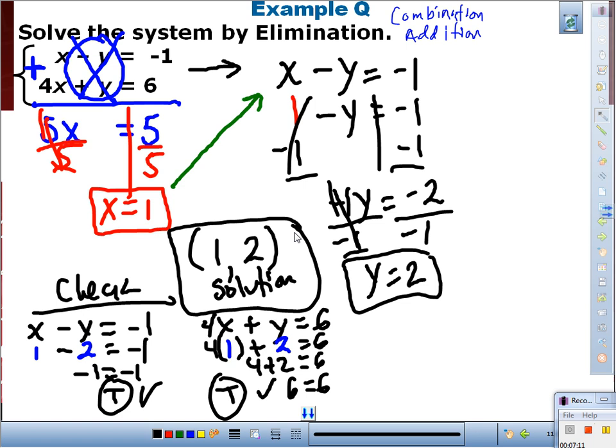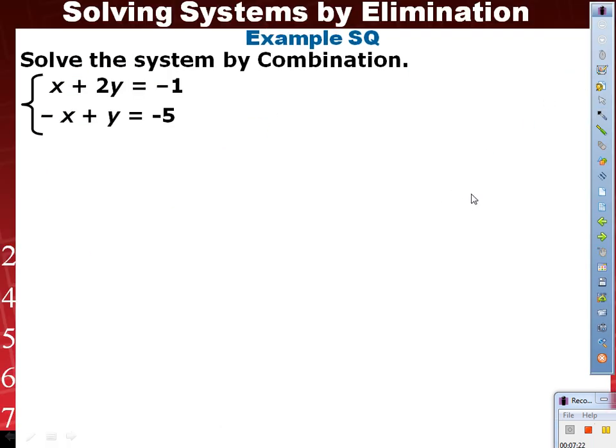That's amazing. All right. Copy this next one, please. Example super Q. The system of x plus 2y equals negative 1 and negative x plus y equals negative 5. Once again, listen to what I'm about to say. Trust the process that you just learned. See if you can do this one completely by yourself. Ready? Copy that and go.